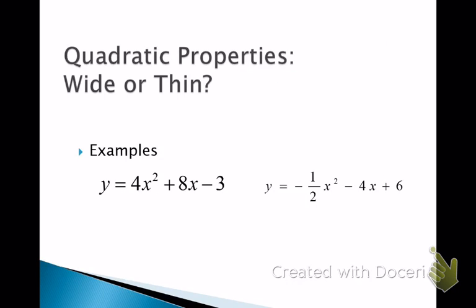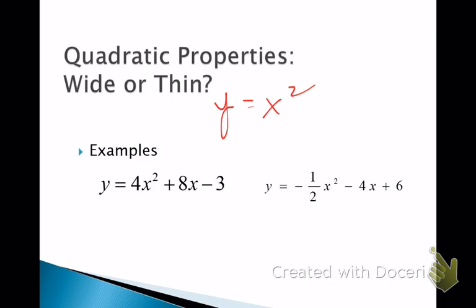I'm going to back up for a second because we're missing the examples for the wide or the thin. Your two examples for the wide or the thin, the first one's y equals 4x squared plus 8x minus 3. If we were to compare this to y equals x squared, would this parabola be wider or thinner?